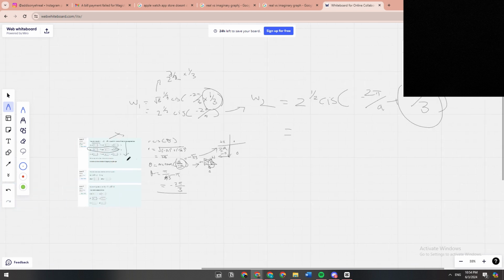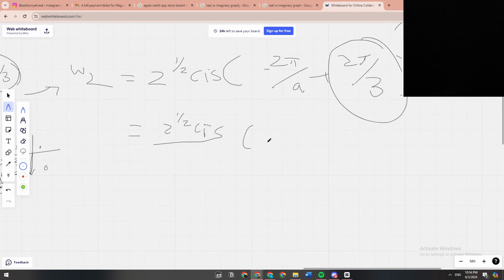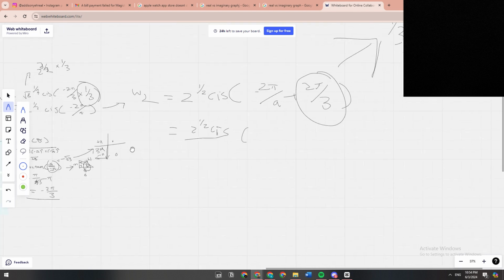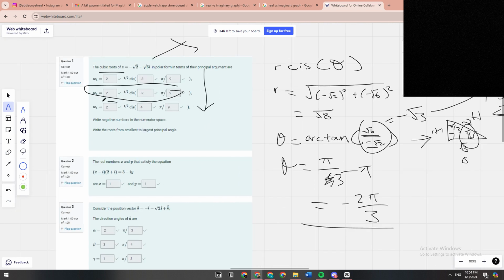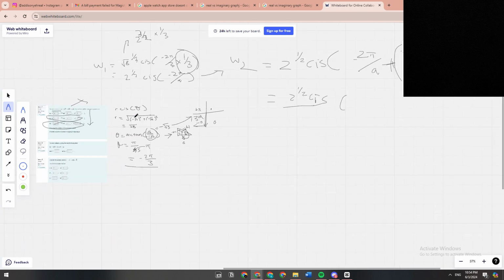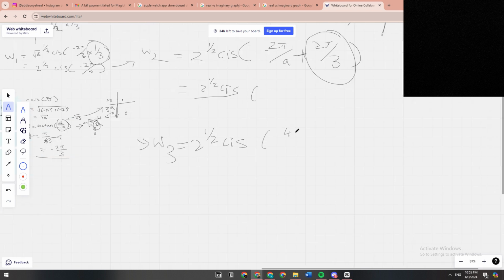So once you do all that, that should give you 2 to the power of half, and then it should give you, yep, 4 pi on 9, so right here. To find this very last one, W3, it is 2 to the half cis. What do we say for that one? 4 pi on 9 plus 2 pi on 3. This will equal something very crazy, 10 pi on 9.